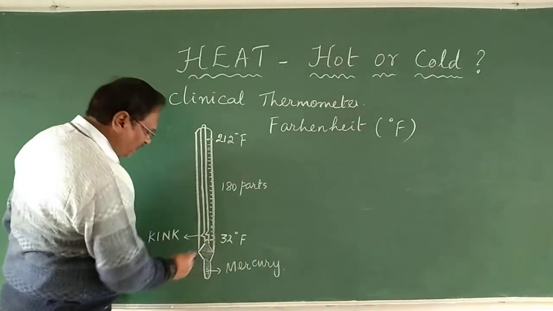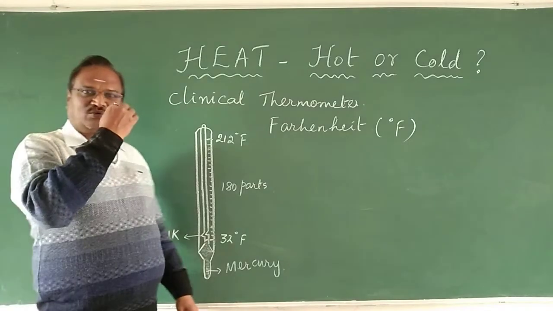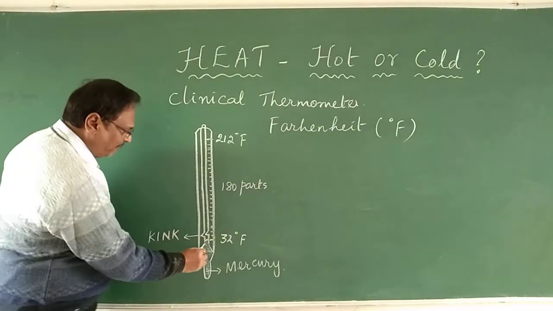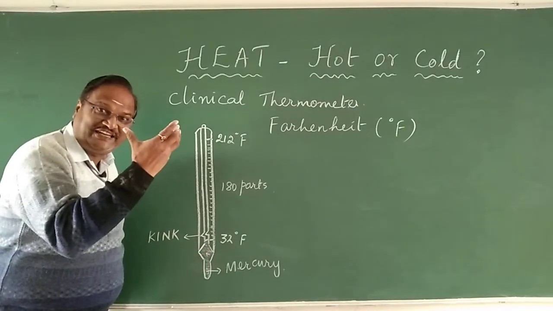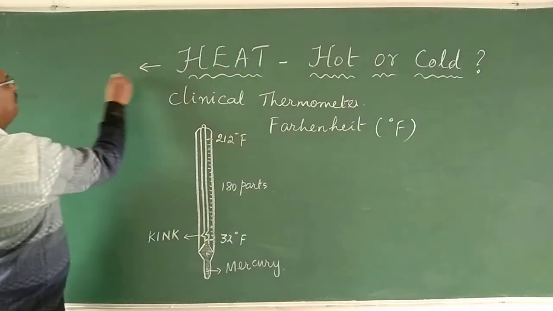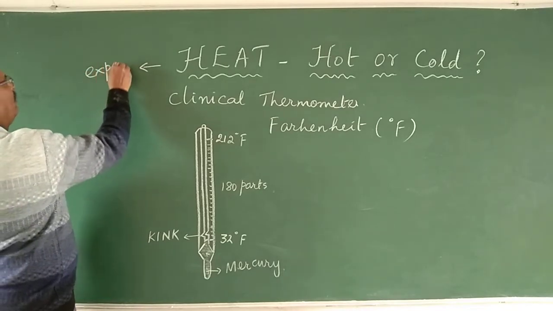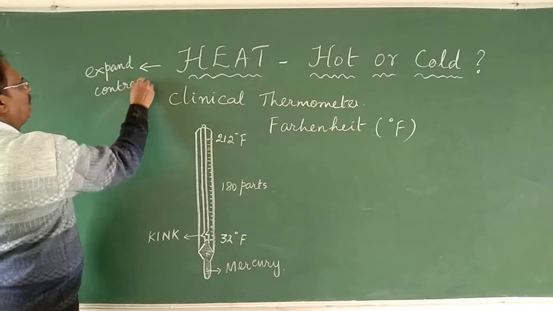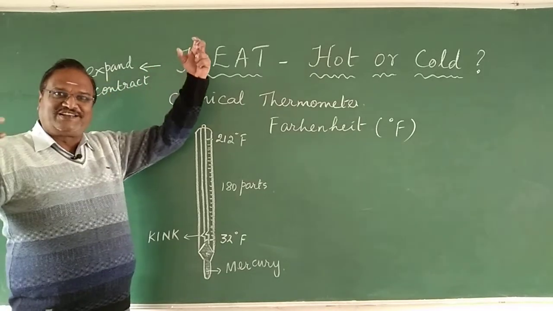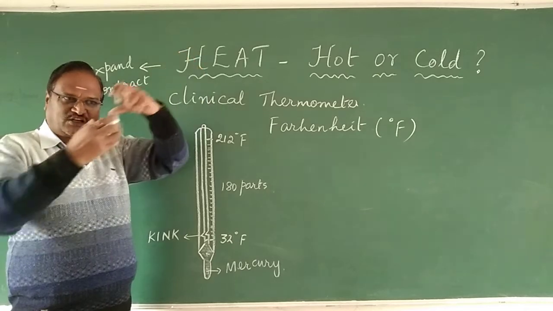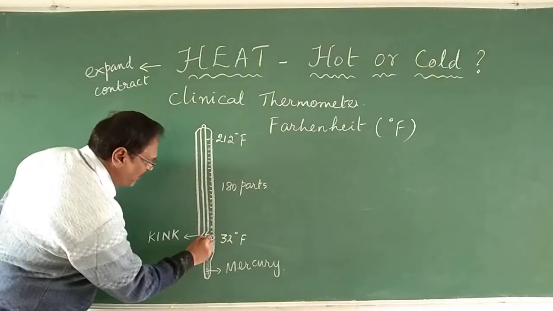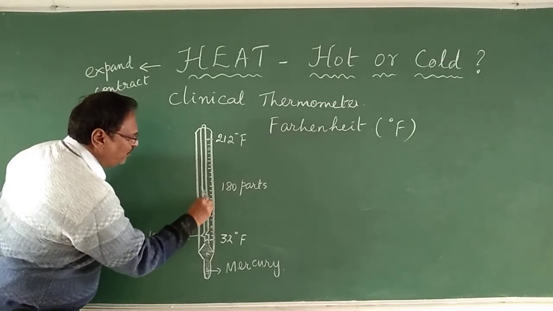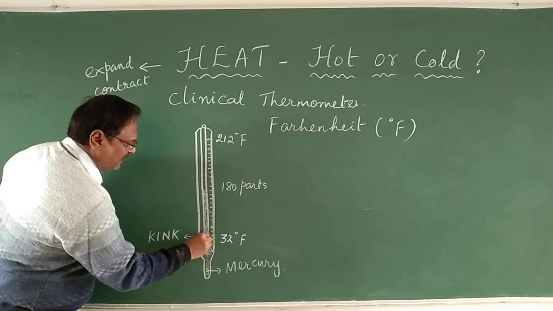So when we put this in the mouth, or keep it under our armpit, what will happen? The mercury, because of the heat, what can the heat do? It can expand or contract. Cold means it will contract, heat means it will expand, right? It will change the size, it will expand, and slowly the mercury will rise to this level, and you can see this much is the mercury level.